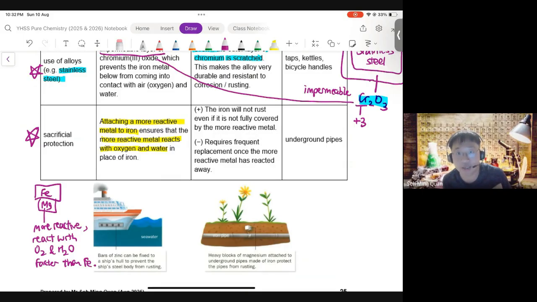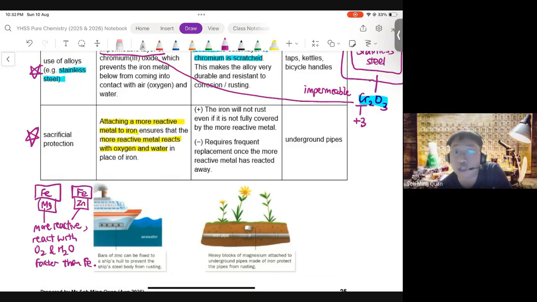Okay? Now, we don't have to use magnesium. You could do the same thing with zinc. Iron, attach a block of zinc. Again, zinc is more reactive than iron, so it will react with oxygen and water faster than iron would. So long as you attach a more reactive metal to iron, this is called sacrificial protection.